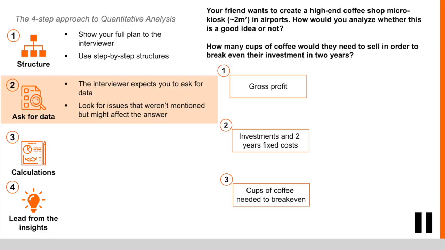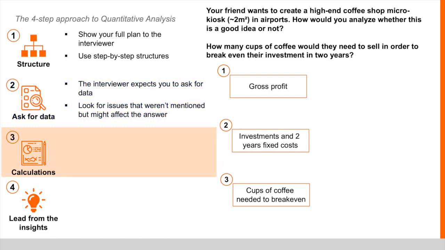Now, in this case, the only question that I would ask, the only thing that's missing here, is I want to know if we're selling something else other than only cups of coffee. And the interviewer will tell me, no, we're only selling cups of coffee. Okay? Now let's get to step number 3, calculating.